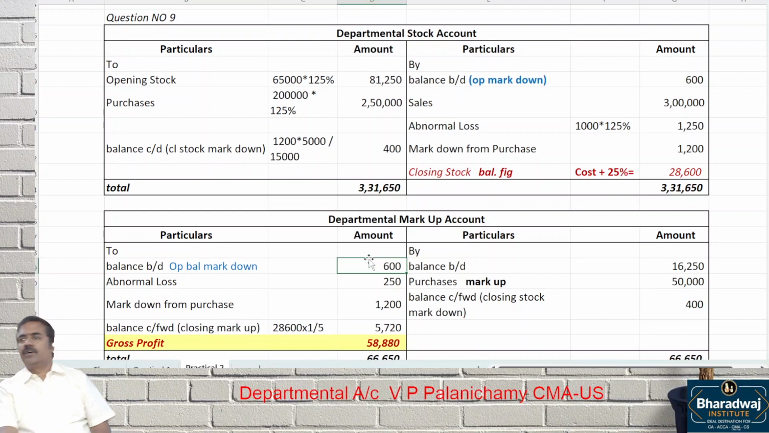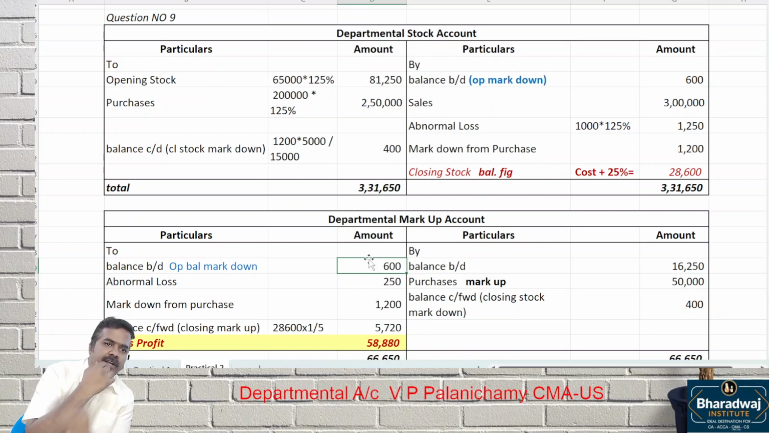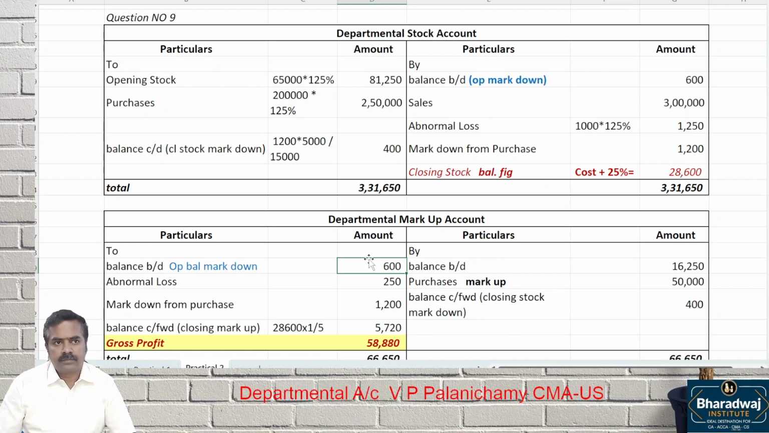Shall we go to trading account? Copy பண்ணிட்டீங்களா? Shall we go to trading account? Shall we? Prepare பண்ணலாம்.